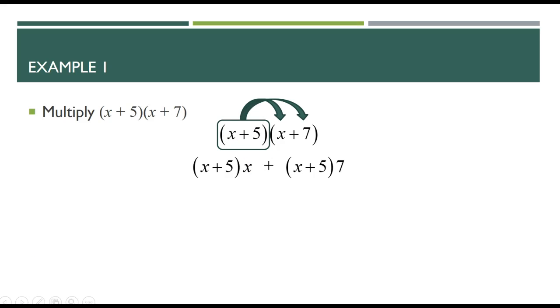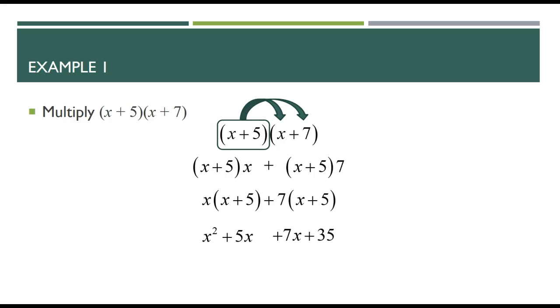Distributing from the front can sometimes be awkward, so I'm just going to rewrite this with the x in front and with the 7 in front. And that's legal to do using the commutative property. So now, just for these two terms, I'm going to distribute the x. I'm going to distribute the x to the x. I'm also going to be distributing the x to the 5. And we'll get x squared plus 5x. Next, I'll distribute the 7. Distribute the 7 to the x, distribute the 7 to the 5, and we will get 7x plus 35.